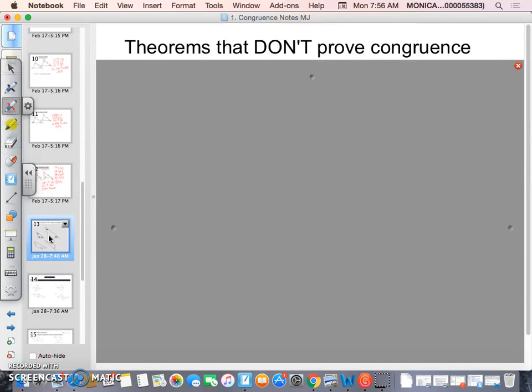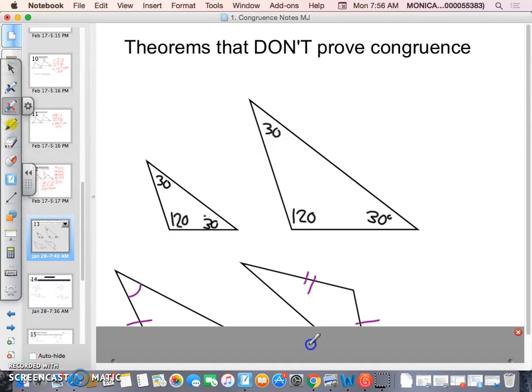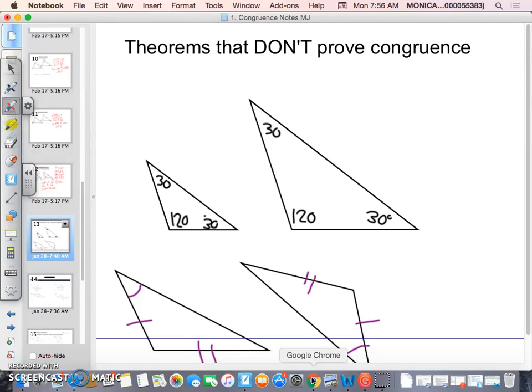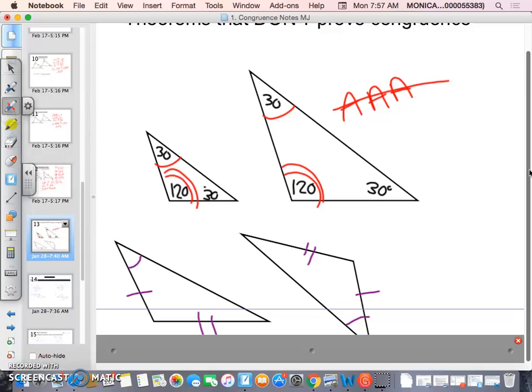All right, so theorems that don't prove congruence. This is where we're going to see this one. All right, let's take a look at this. If we know all 3 angles, you can't prove that the triangles are congruent, because in this case, we know that angle 30 is congruent to angle 30, 120 here is congruent to 120 here, and then these 30s are congruent as well. But these are not congruent, these are similar triangles. So there is no angle, angle, angle. That doesn't exist.